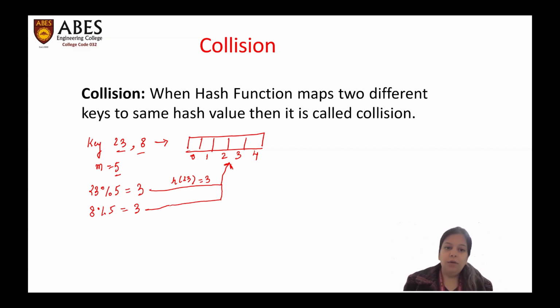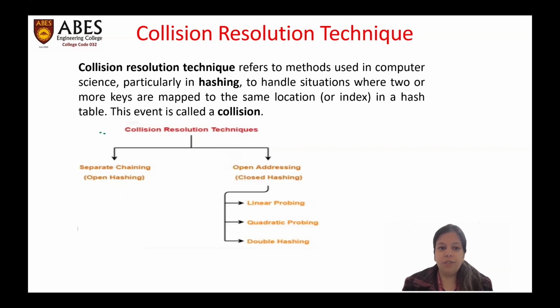In order to resolve this collision, we have various techniques which are called the collision resolution techniques. The collision resolution technique refers to methods used in computer science, particularly in hashing, to handle situations where two or more keys are mapped to the same location or index in a hash table, as we have just seen. This event is called collision.